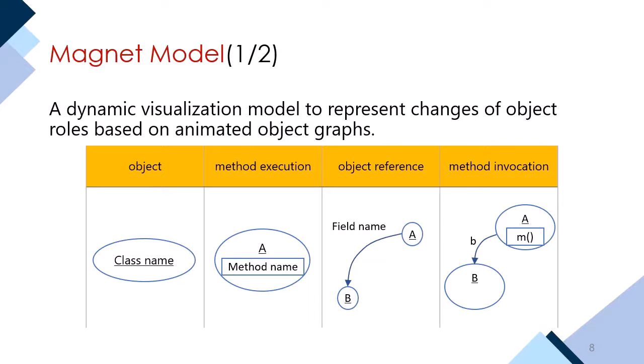Magnet model is a dynamic visualization model to represent changes of object roles based on animated object graphs. In magnet model, each ellipse represents an object, and the rectangle inside the ellipse represents an execution of a method. Also, solid arrow between two ellipses represents an object reference by a field. A green dashed arrow between two rectangles represents a method invocation.